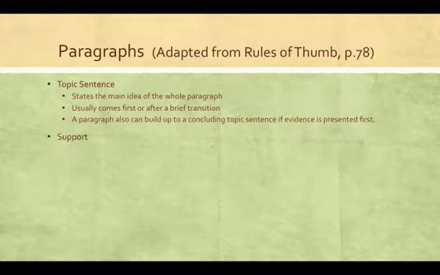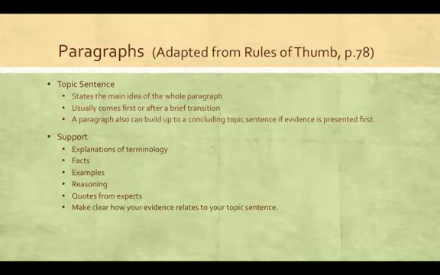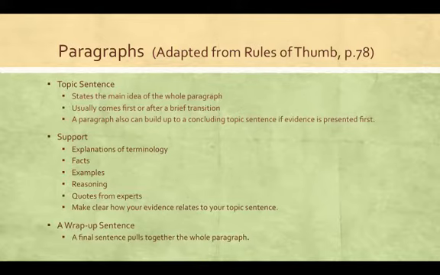The topic sentence is followed by supporting evidence that backs up the topic sentence. You can use explanations of terminology, facts, examples, reasoning, and quotes from excerpts that prove your point. Make clear how your evidence relates to your topic sentence so that the reader can see how it supports your main point. A paragraph will conclude with a wrap-up sentence. A final sentence pulls together the whole paragraph. This final sentence, however, is not intended as an introduction to the ideas of the following paragraph.